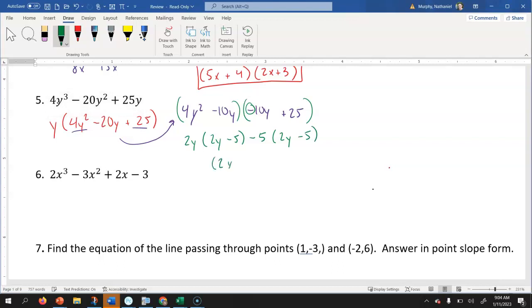So this one, we'd have 2y minus 5 in parentheses and 2y minus 5 outside of parentheses. Or we could write this as 2y minus 5 in parentheses squared. Either of those would be the correct answer.